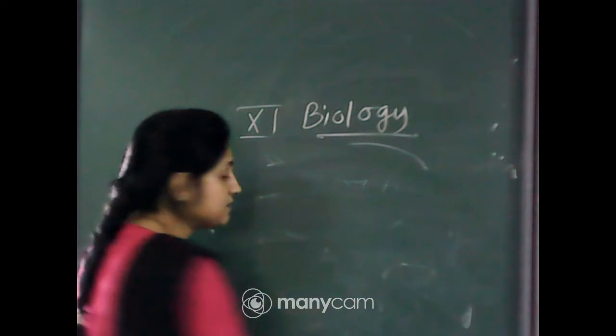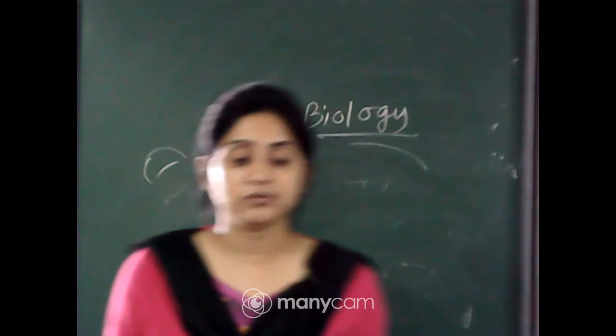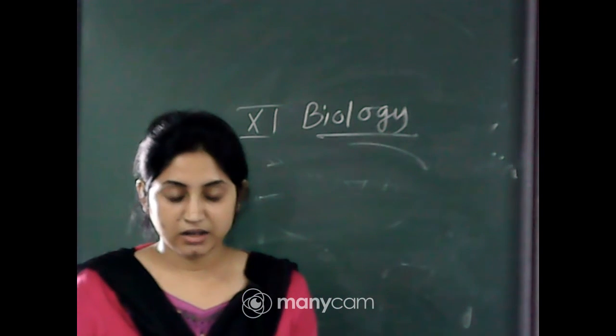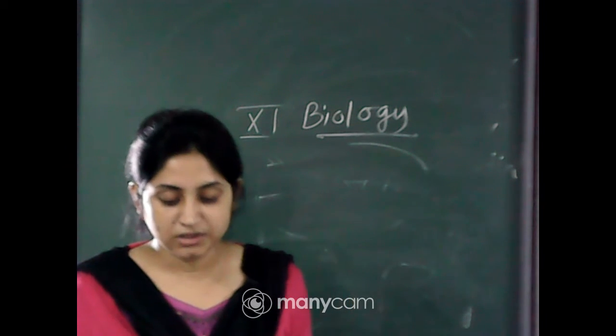The juxtaglomerular apparatus contains JG cells, which help in the secretion of the hormone renin that maintains the glomerular filtration rate.